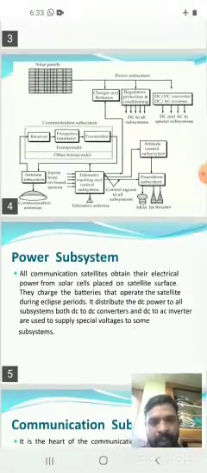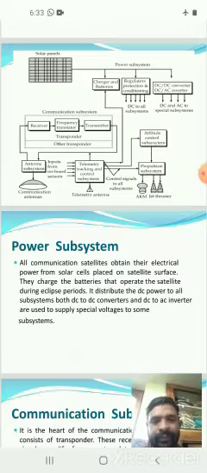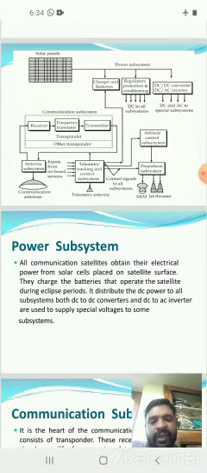Here, the power subsystem. All communication satellites obtain their electrical power from solar cells placed on the satellite surface. They charge the batteries that operate the satellite during the eclipse periods. It distributes the DC power to all subsystems. Both DC to DC converters and DC to AC inverters are used to supply special voltage to subsystems.